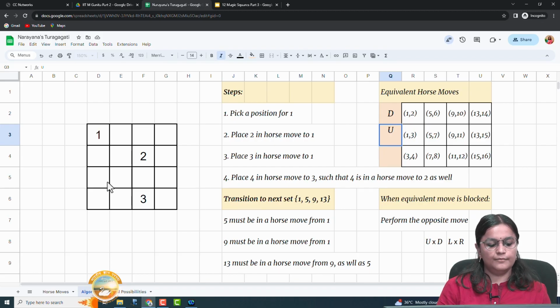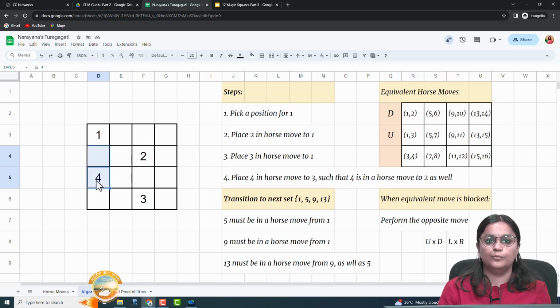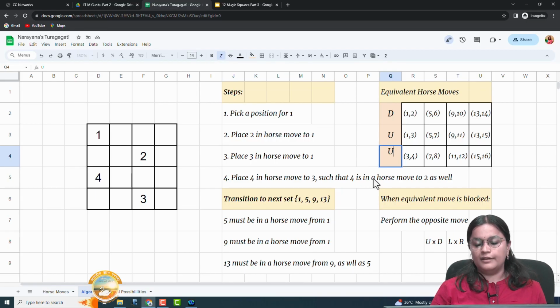As you can see here, this is an ideal place to place our number 4, given that it is in horse move from 3 as well as from the number 2. And hence, we have placed the digit 4 in this location where it is in horse move to both 2 as well as 3. Since this is an up move, we will write and record that move here in our table, and it will be applicable to our other equivalent horse move sets. Now, our first set of the series is complete.